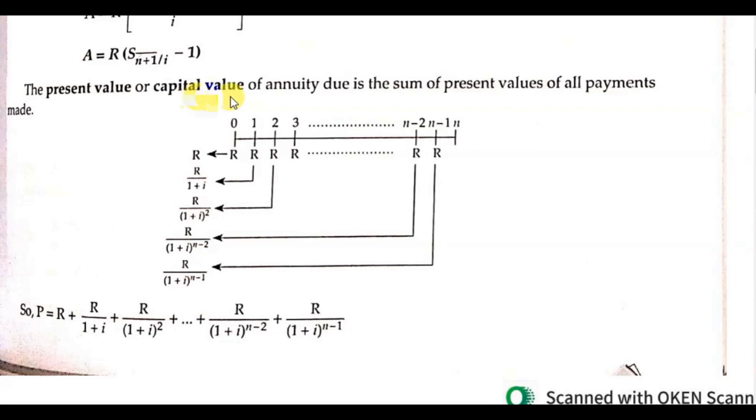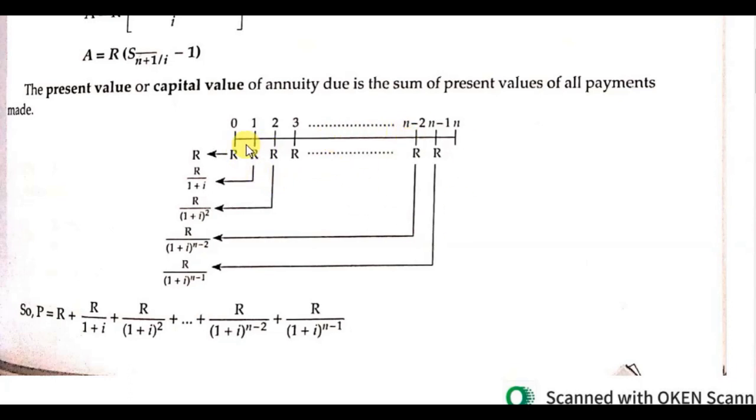The present value, also called the capital value of an annuity due. I already told you in my previous videos, a due case means you have to start your payments from the initial stage. That means from today you have to start your payment. So that is called the due case.